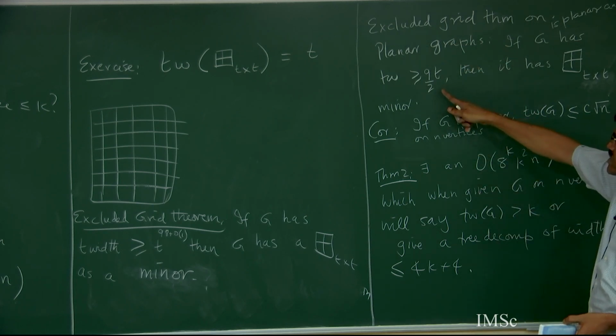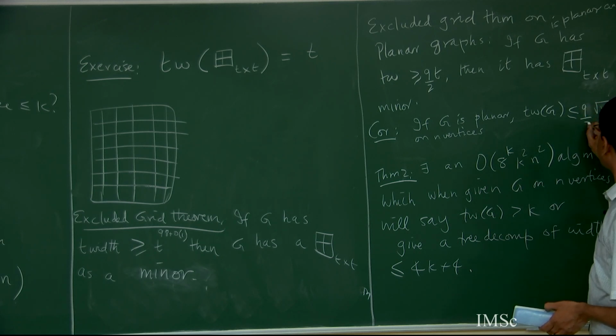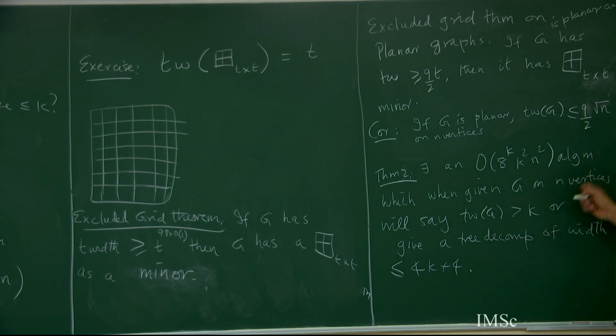So I can even say it's less than or equal to 9 by 2 times root n, because if the treewidth is strictly more than that, then this tells you that it has a minor whose size is strictly more than root n by root n. But the number of vertices in a root n by root n grid is n. So you cannot have a minor having more vertices than this.